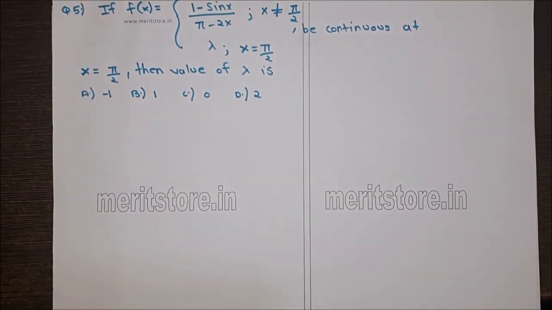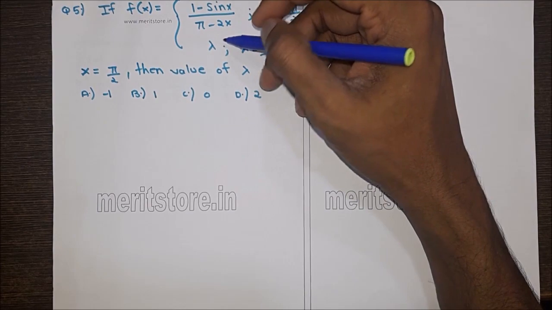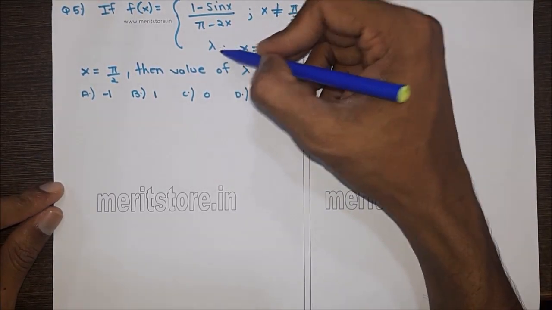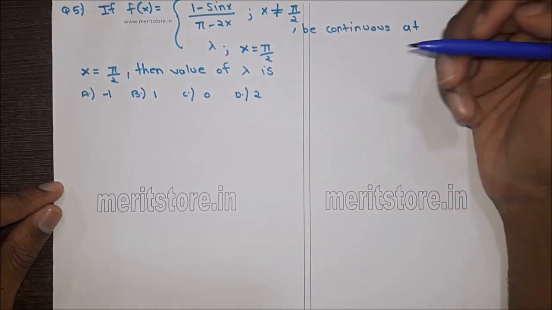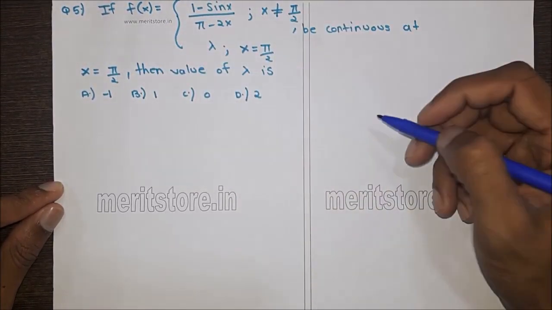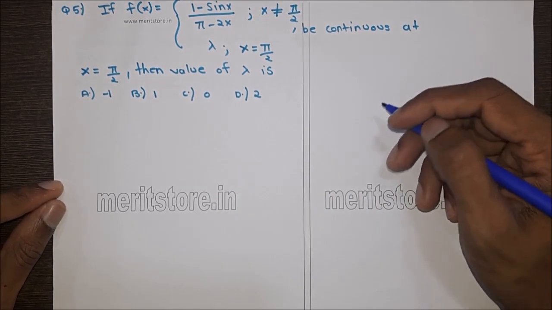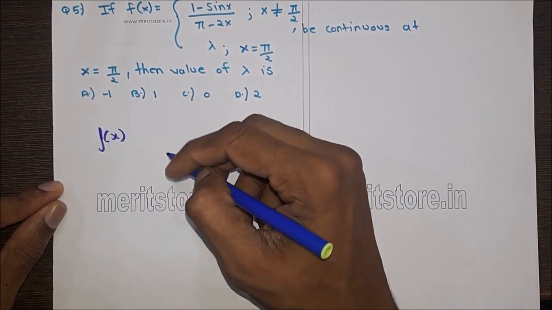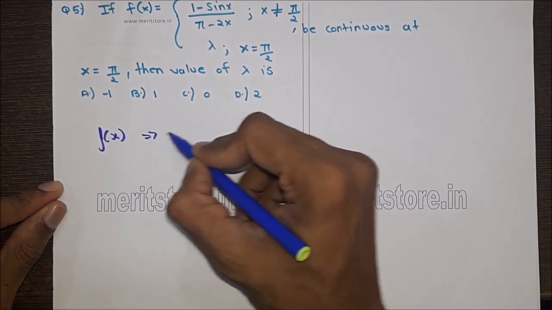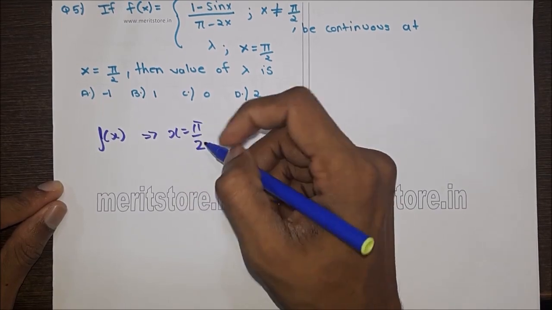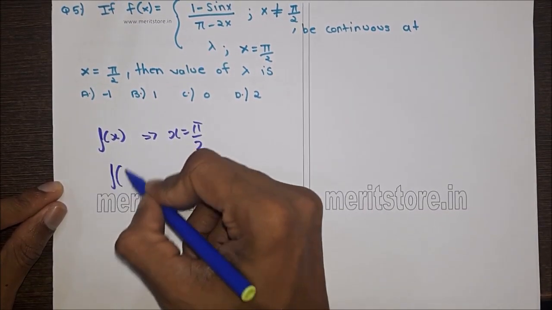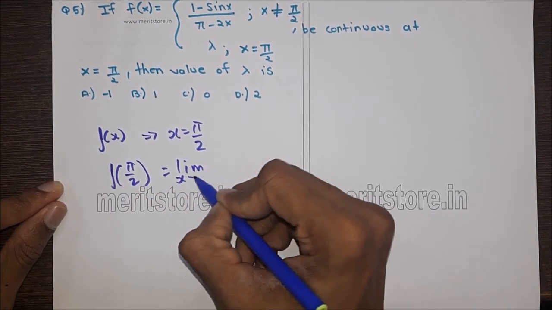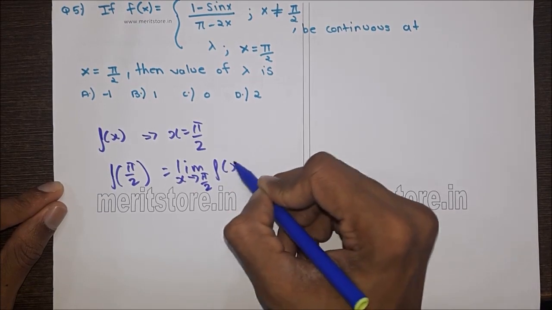Question 5. If f(x) = (1 - sin x)/(π - 2x), x ≠ π/2, and f(x) = λ at x = π/2, is continuous at x = π/2, then the value of λ is. If f(x) is continuous at x = π/2, then f(π/2) equals the limit of f(x) as x approaches π/2.